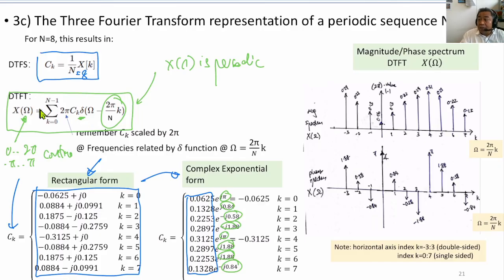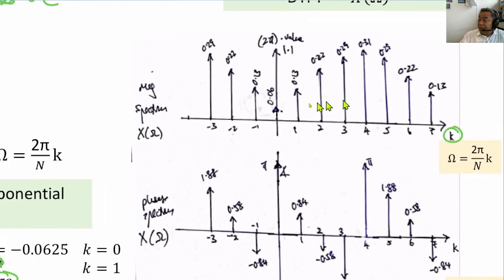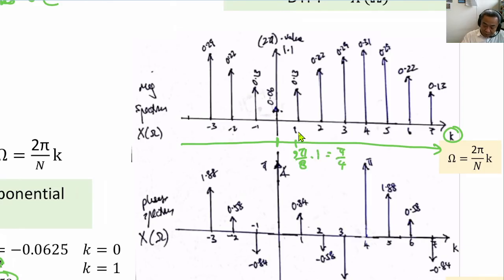So in the DTFT, once we have c_k, for a periodic sequence, all we do is we multiply c_k by 2π and put Dirac deltas at this frequency. So let's take a look at how we're going to plot c_0 first. The magnitude is 0.0625 at k equals 0. So we draw a horizontal axis here for k. And in parallel, if you really want to draw X(ω), then simply k equals 0 is 2π/8 times 0. k equals 1 over here is 2π/8 times 1, which is π/4 radian. k equals 2, k equals 3, and so on are the corresponding continuous frequency ω.